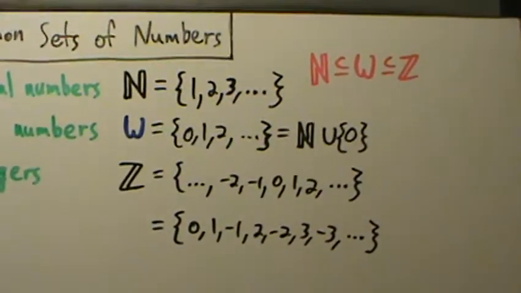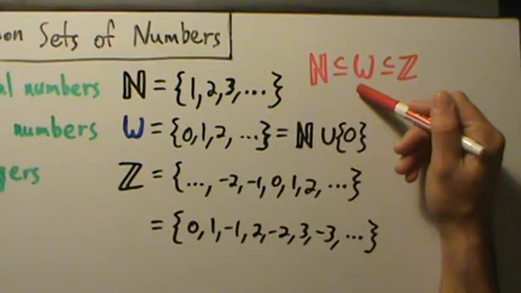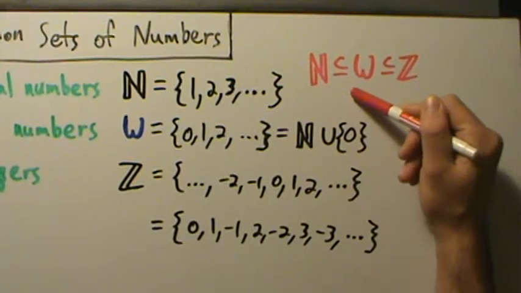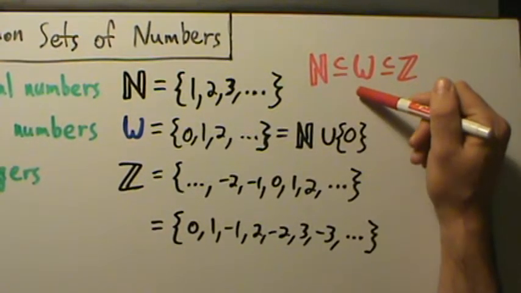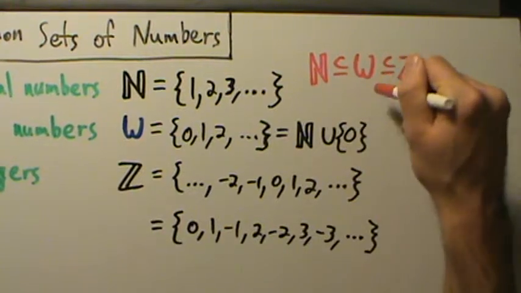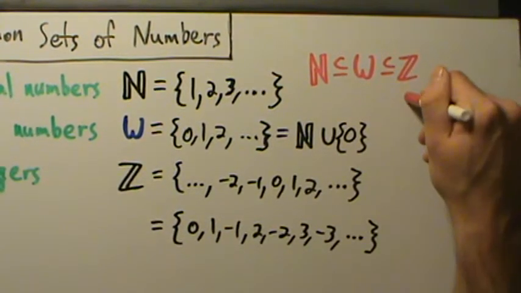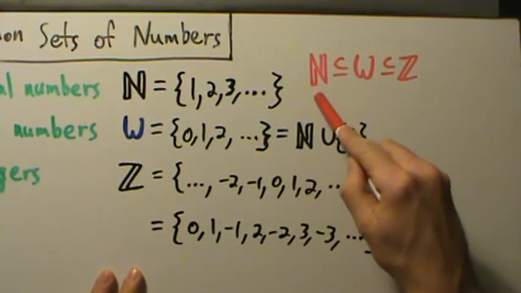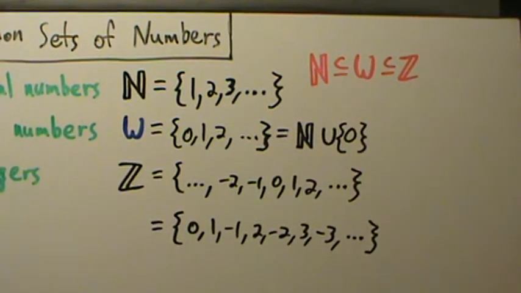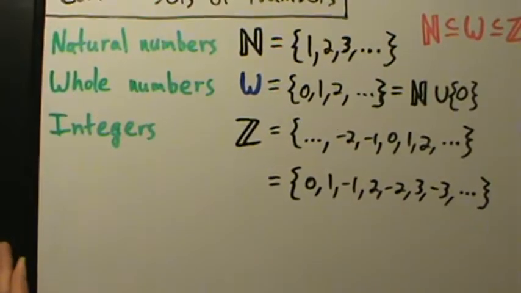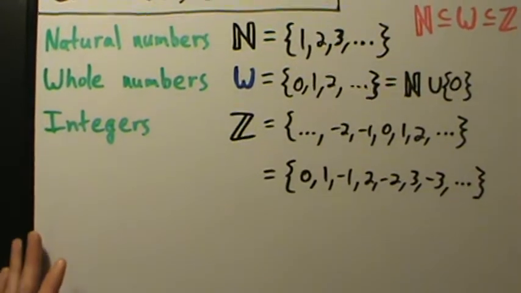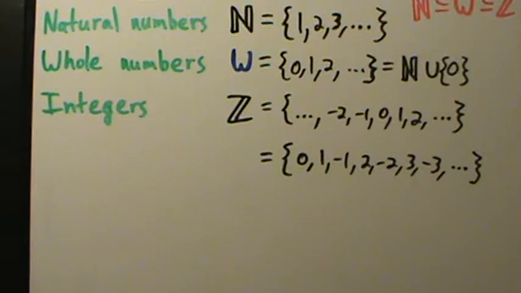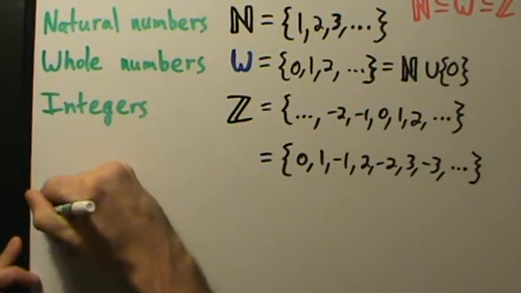Okay? So notice every natural number is a whole number. That's what this says. Every natural number is a whole number, because the natural numbers are a subset of the whole numbers. Every whole number is an integer. Okay. So transitively, really, every natural number is an integer. Okay. So let's continue with this. So natural numbers, whole numbers, integers. What's next? What's next is rational numbers.